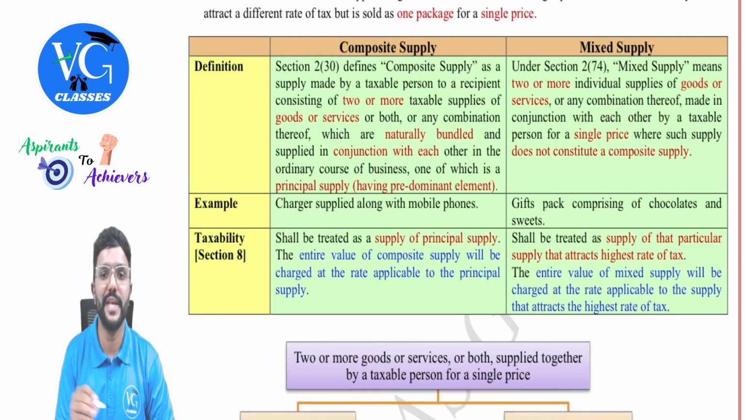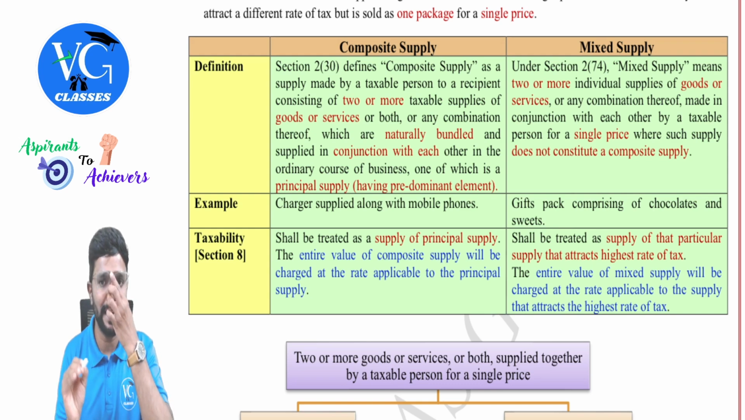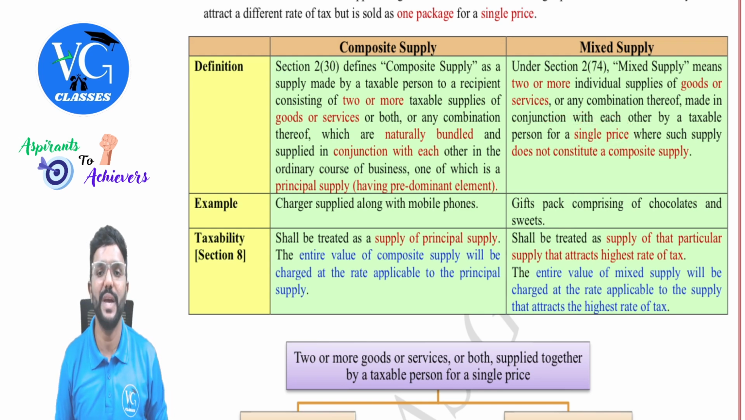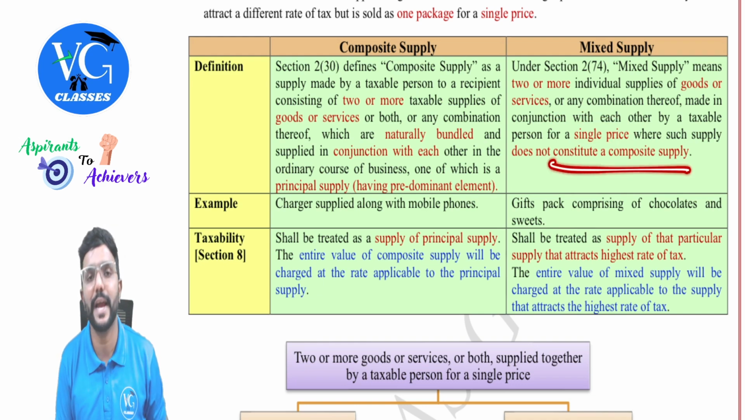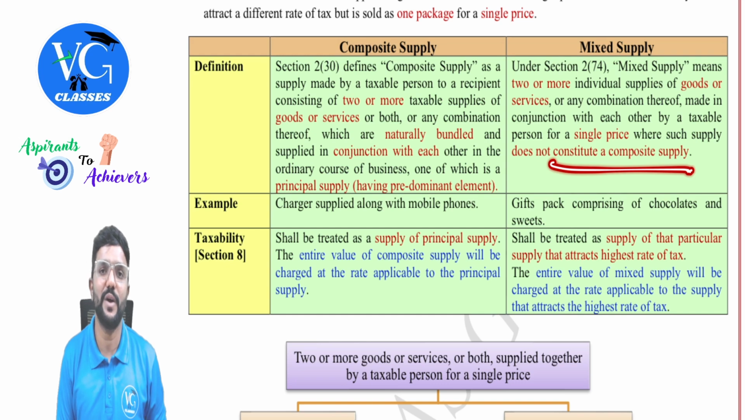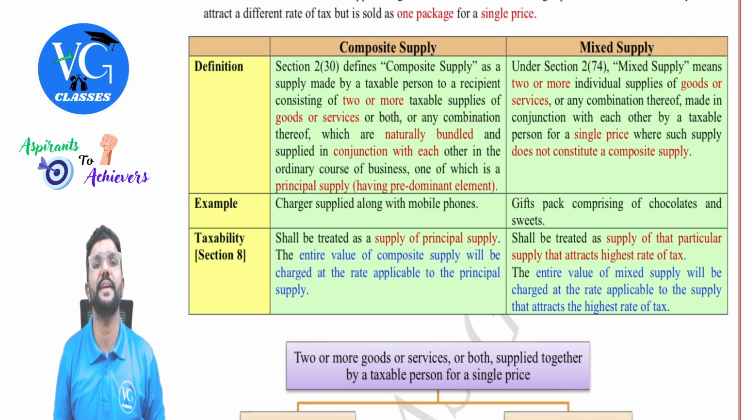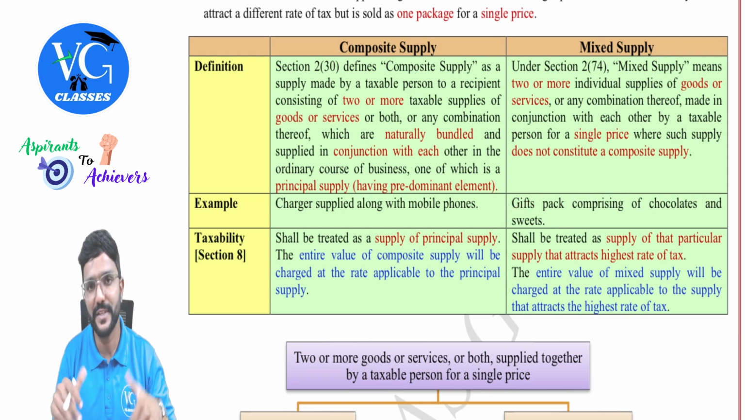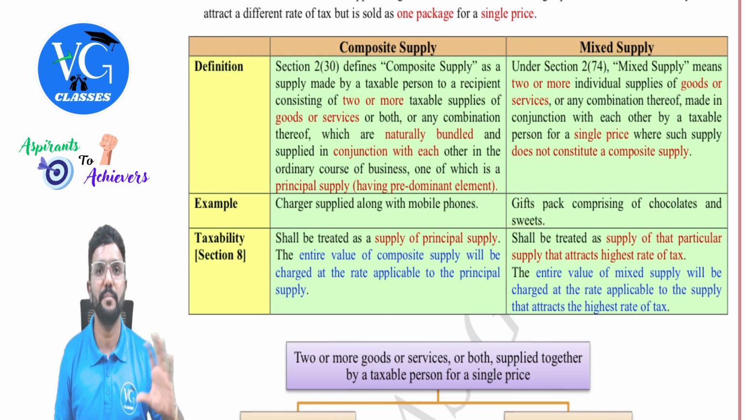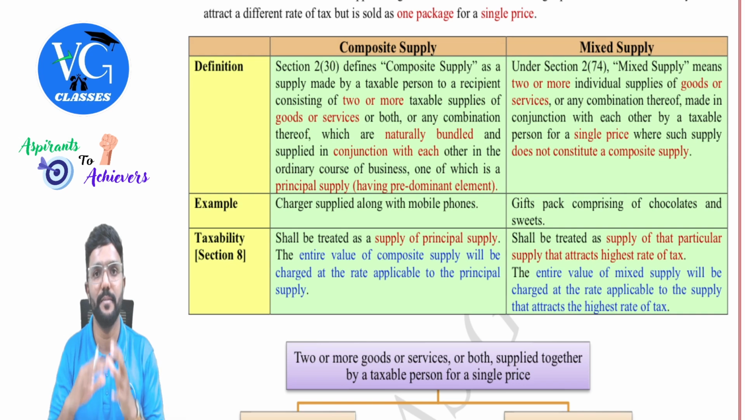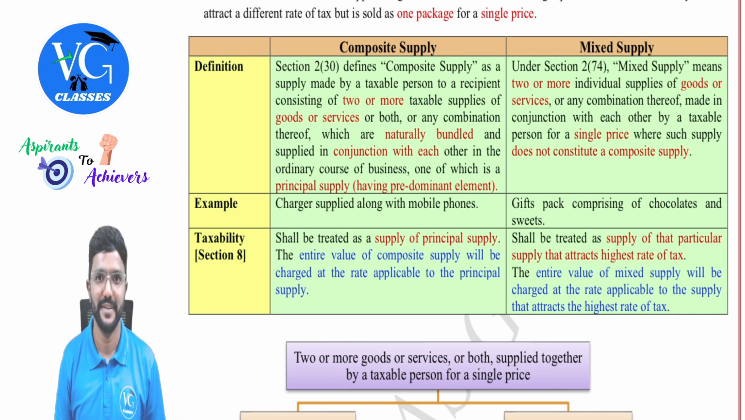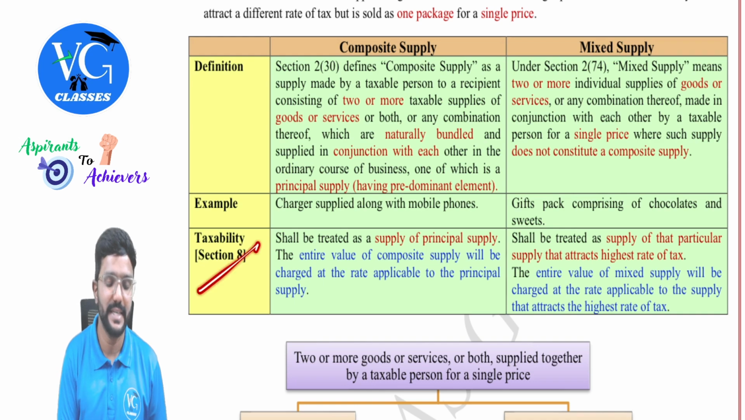Or any combination thereof made in conjunction. Conjunction is together, guys. With each other by a taxable person for a single price, where such supply does not constitute a composite supply. When it is not composite, it is mixed. When it is not composite means when it is not naturally bundled, guys. Example, a gift pack comprising chocolates and sweets. Can it be sold separately? Yes. But maybe as a selling strategy, the seller is making it a package and selling it. In that case, what is the tax rate? It is given in section 8.